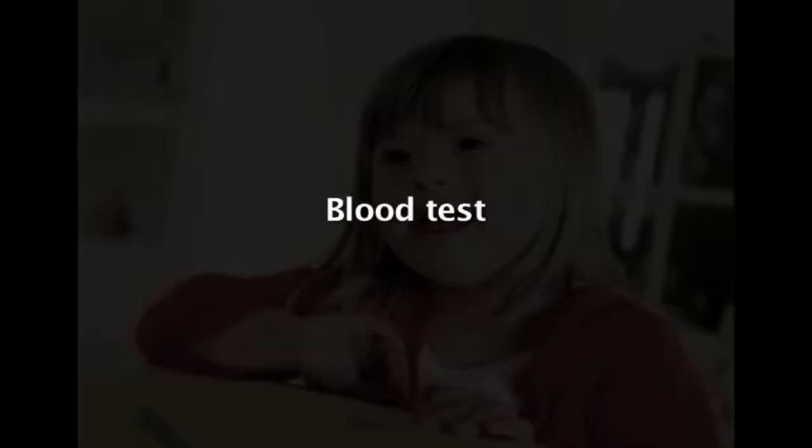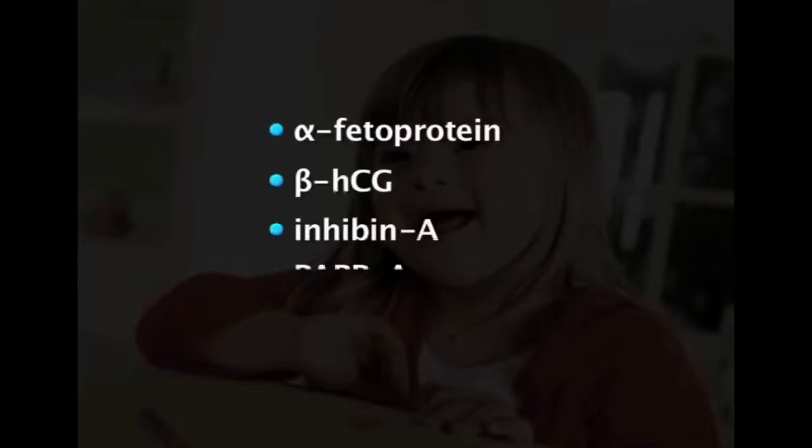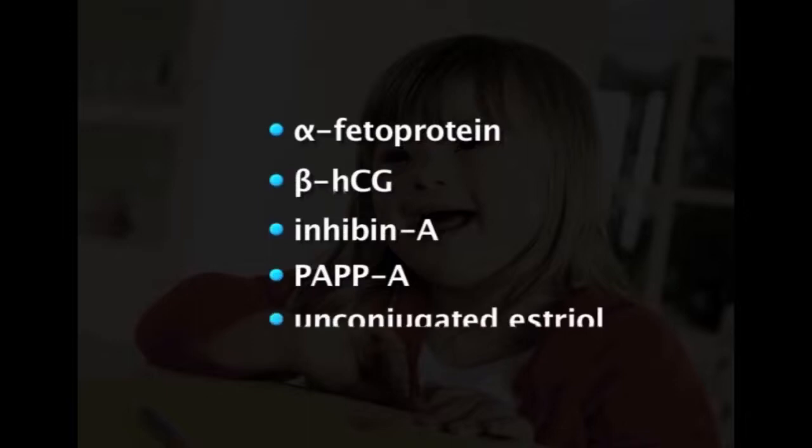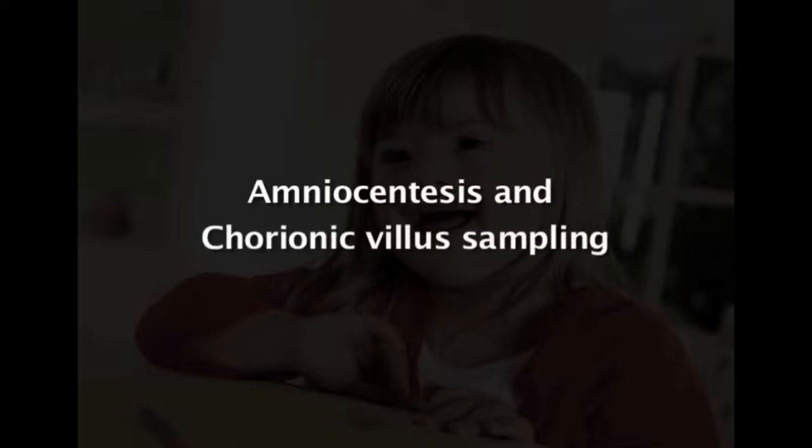Blood test. Several blood markers can be measured that can be used as a part of a combined test to predict the risk of Down syndrome. These tests include alpha fetoprotein, beta HCG, inhibin A, PAPP-A or unconjugated estriol.